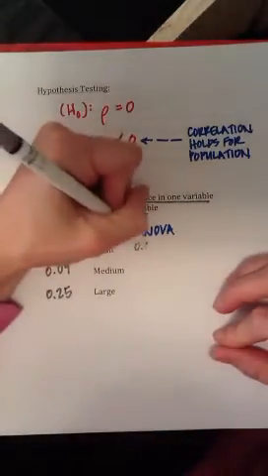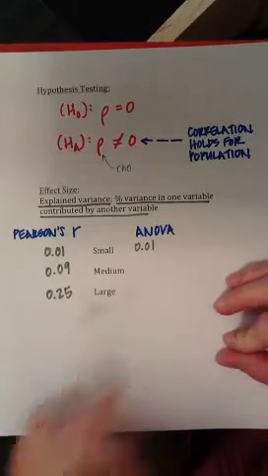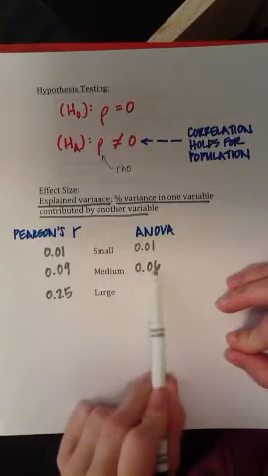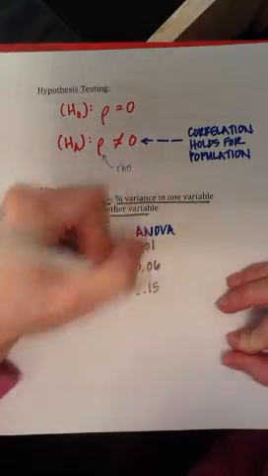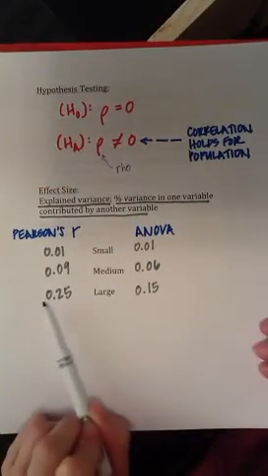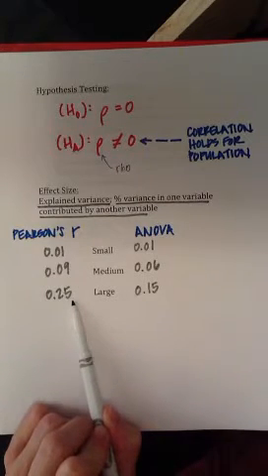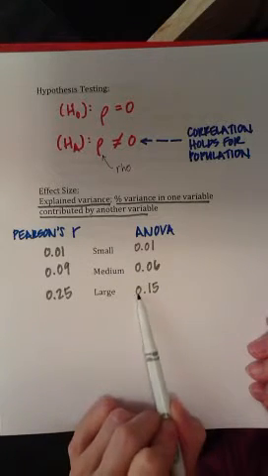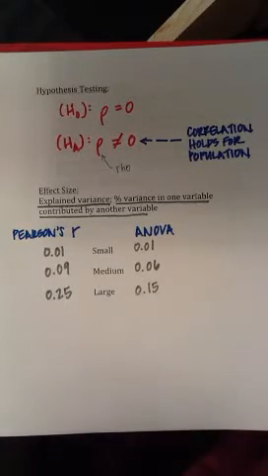If you recall, with ANOVA, 0.01 is a small effect size, so that's the same between Pearson's r and ANOVA. However, for ANOVA, the Cohen's d rule of thumb is that a medium effect size is 0.06 and a large effect size is 0.15. So in other words, large for Pearson's would be any variable that explains 25% of the variance in another variable, whereas a large effect size in ANOVA means that 15% of the variance amongst the different groups is explained by the grouping variable.